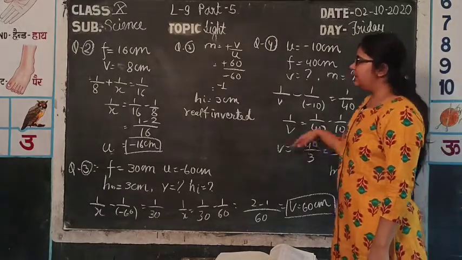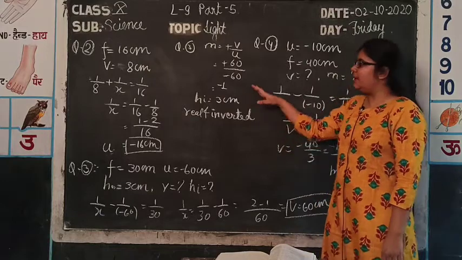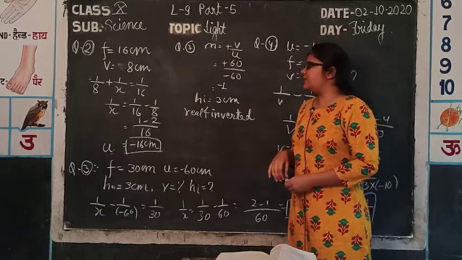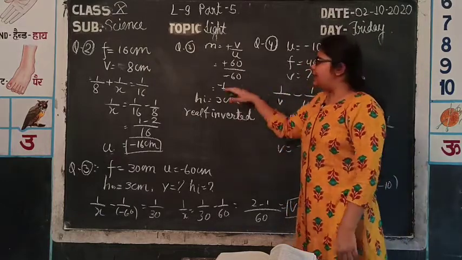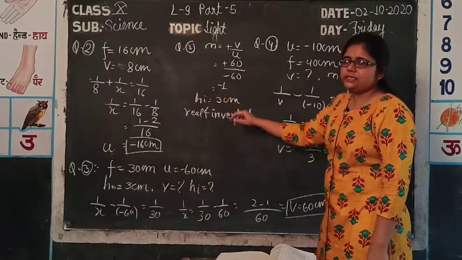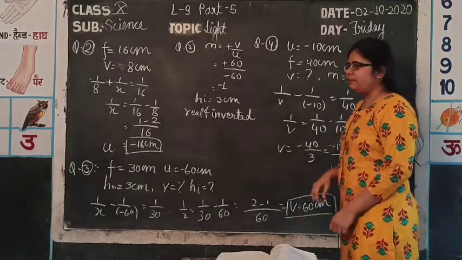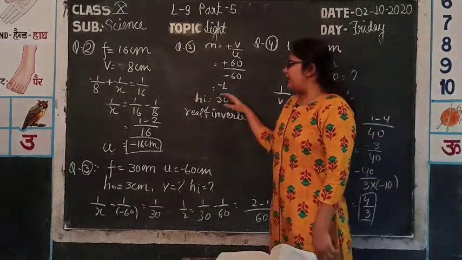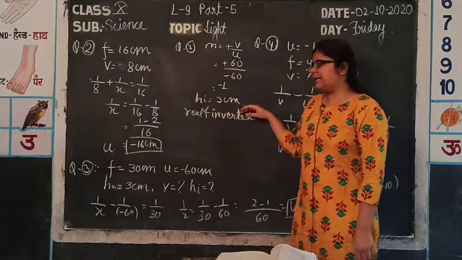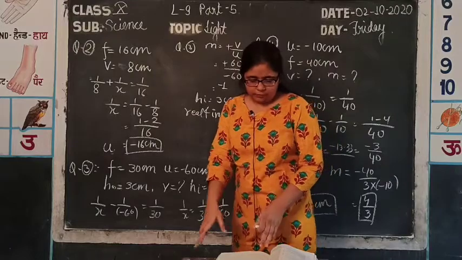And you can check the details of image by putting the values in the formula of magnification. By that you get magnification minus 1. So, this minus denotes that the image is real and inverted, and in lenses the real images are formed towards the right hand side, so their measurements will be positive, and the height of image is also 3 centimeter, which will be inverted. Next question is question number 4.